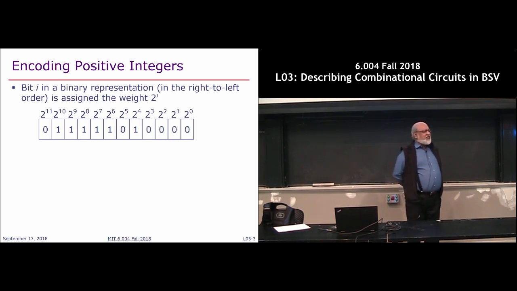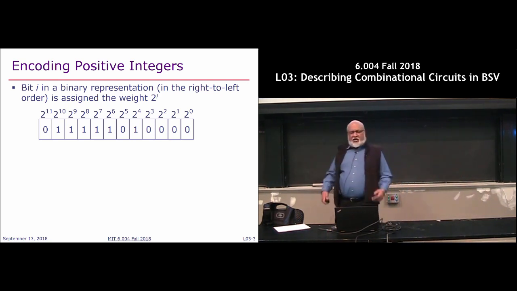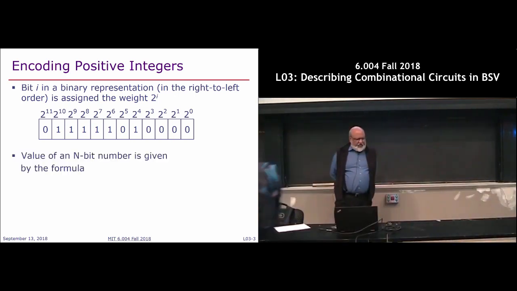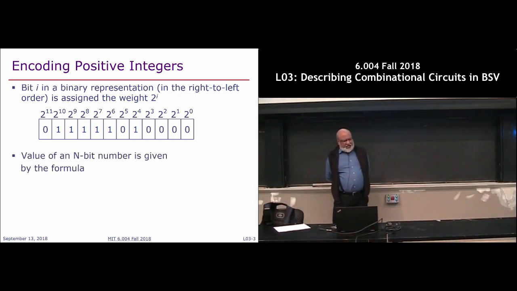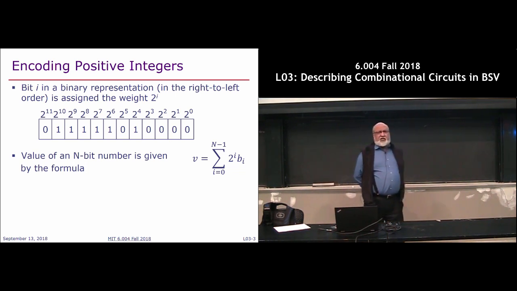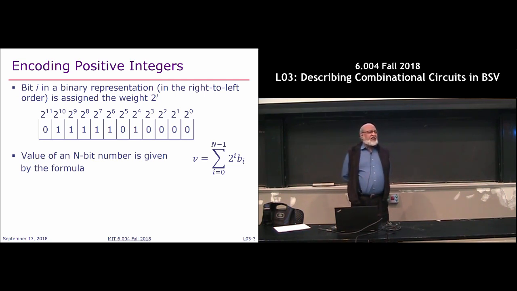Okay, so encoding positive integers. Just like when you write any number in decimal base, there's an implicit weight that in the ith position is 10 raised to the power i, and what this number means is obtained by summing up all those things. So the value of an n-bit number is given by the formula V equals the sum of 2^i times b_i, where b_i is either 1 or 0. So it's very, very simple arithmetic, and you have to do it for all the bits.